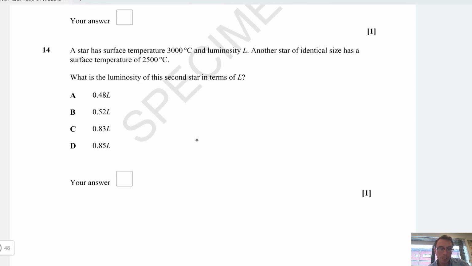Okay, 14. A star has a surface temperature of 3000 degrees Celsius and luminosity L. Another star of identical size has a surface temperature of 2500 degrees C. What is the luminosity of this star in terms of L?